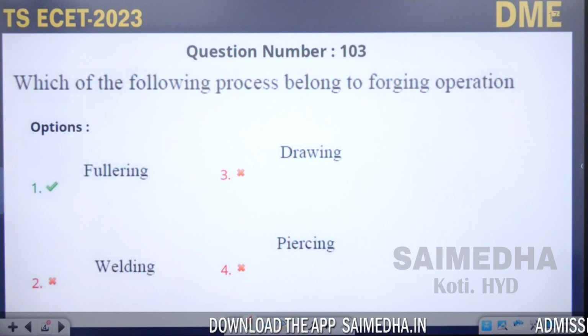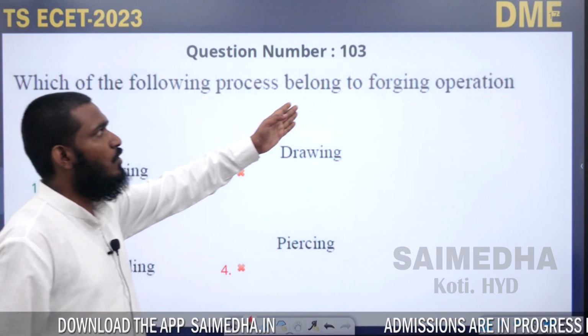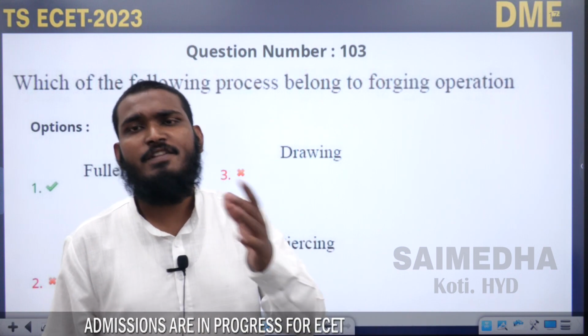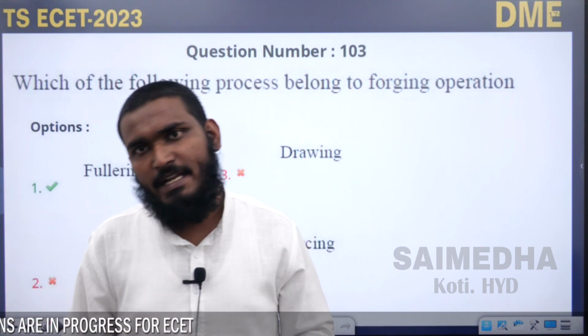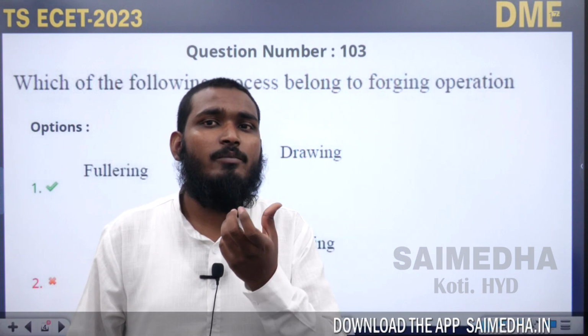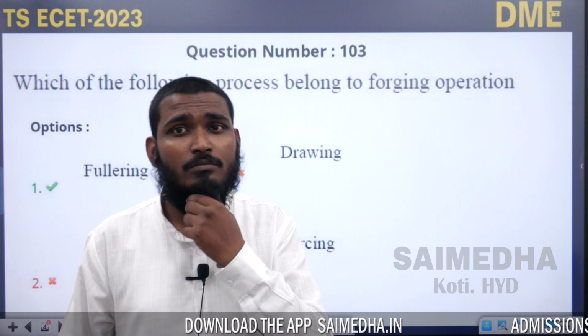Now let us go with the next question. Which of the following processes belongs to forging operation? We have a number of forging operations. The first operation we start with is upsetting. Then we have, for example, drawing down.